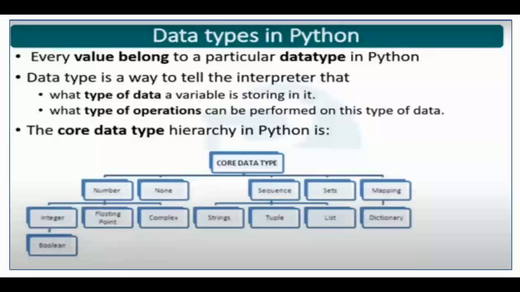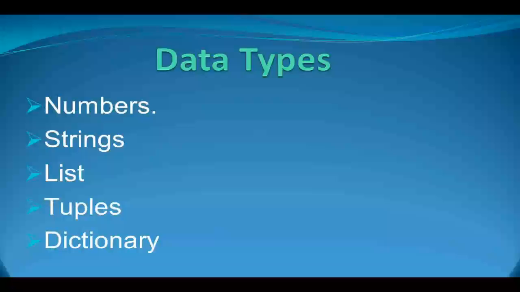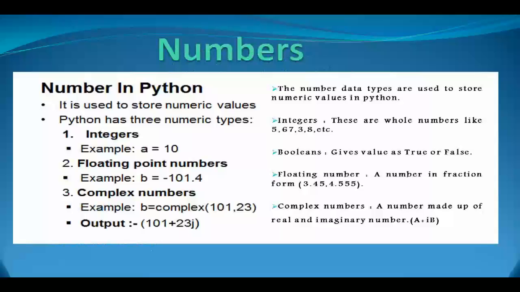The core data types in Python can be categorized into 5 categories: numbers, string, list, tuple and dictionary. These are the core or fundamental data types of the Python language which we are going to discuss in detail now. First come the numbers. Numbers are all those numeric values which you are going to store in Python. You can store three types of numerical values in Python. First is integers, second is floating numbers, and third is complex numbers.